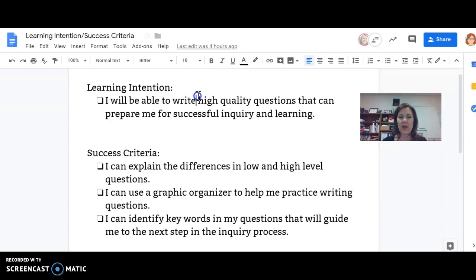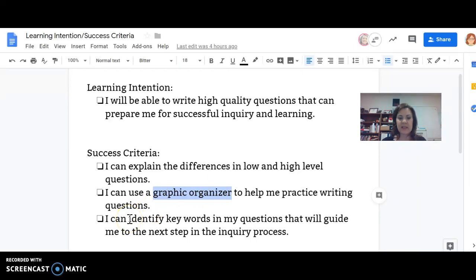These high quality questions are the ones that are going to be in the lower right hand part of your chart. I'm hoping that you could explain to someone else the difference between a high level and a low level question and what kind of words those questions start with. And I hope that, as long as you did your best effort just now, you did utilize a graphic organizer with a partner to get some practice in.